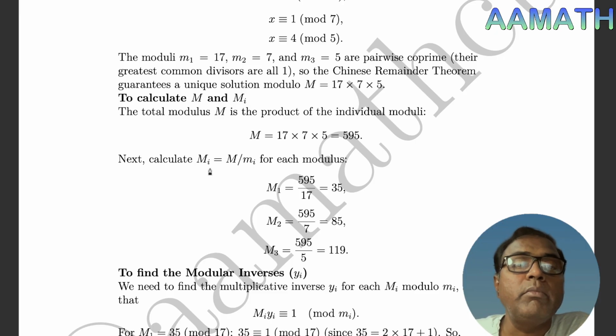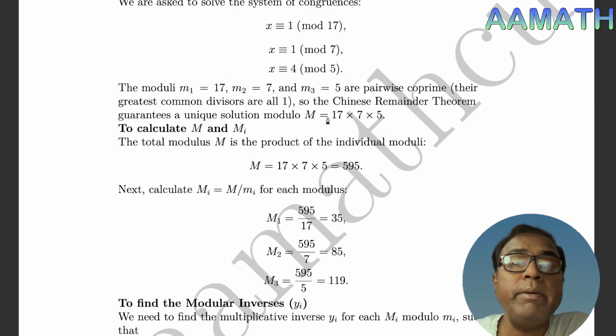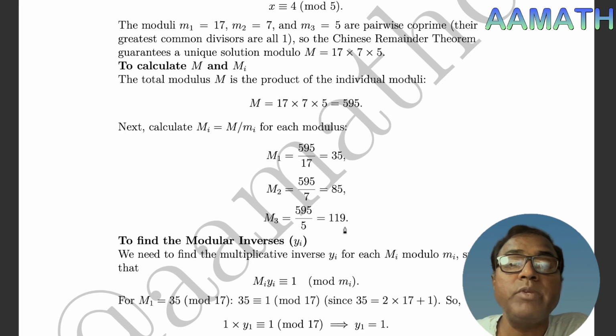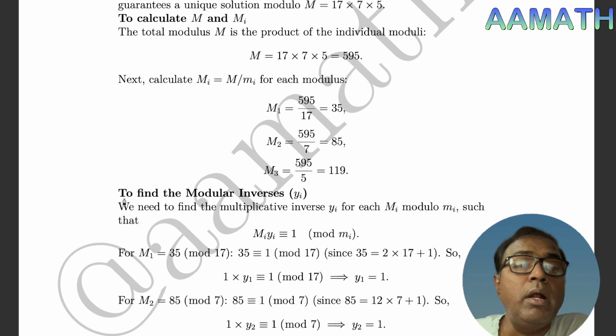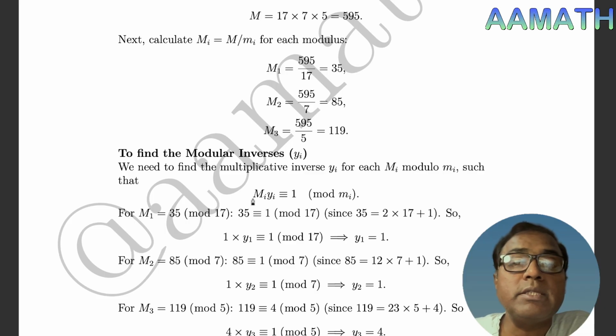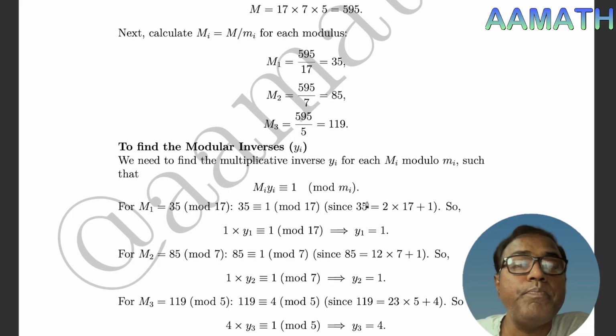Now we calculate capital Mi. This is equal to capital M by small mi. Small m1 is 17, so capital M1 is 35, capital M2 equal to 85, capital M3 equal to 119. To find the modular inverse yi, capital Mi yi congruent to 1 modulo mi.